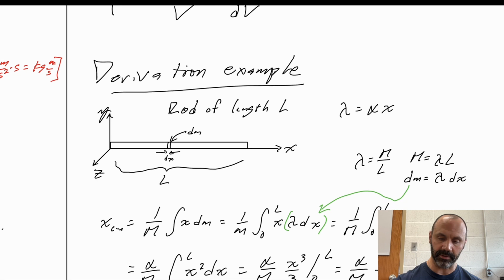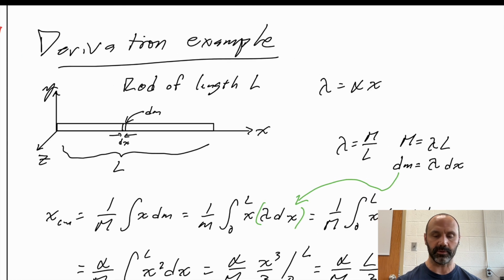Okay, so here's a derivation example. Imagine that there's a rod of length L, and the linear mass distribution is given by the function lambda equals alpha x, right? Lambda is linear mass density. And so alpha is some constant and x is just the location, right? So how would you know what the linear mass density is here? Well, alpha, whatever alpha is, times whatever its x coordinate is.